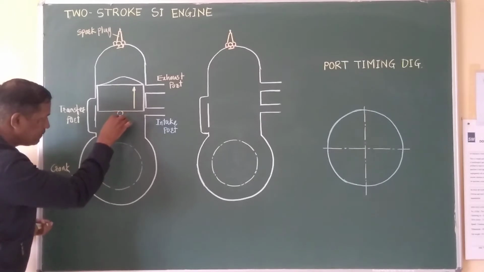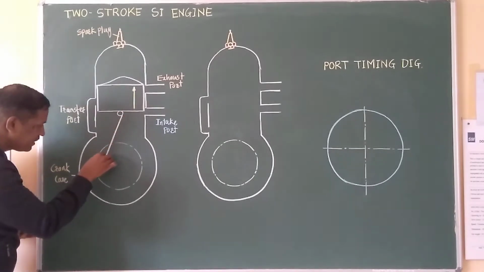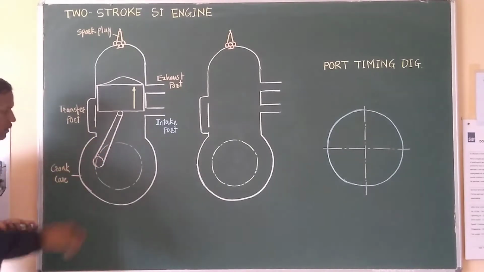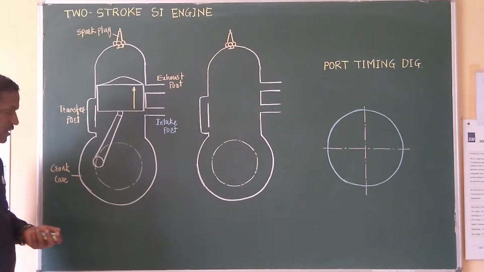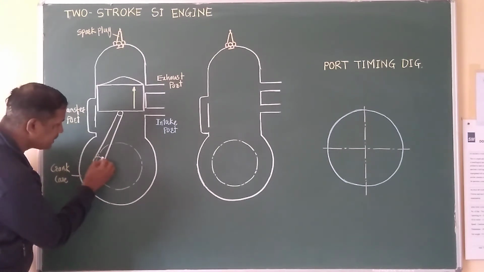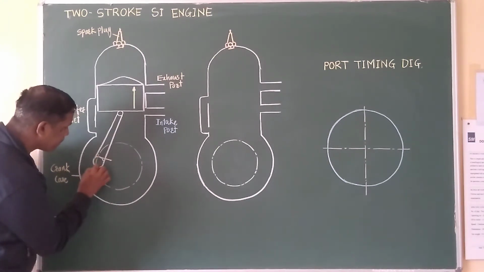On this crankshaft circle, we have to draw a big circle now. This is the connecting rod small end, this is the connecting rod big end, and these two circles we have to join tangentially. So this becomes our connecting rod.